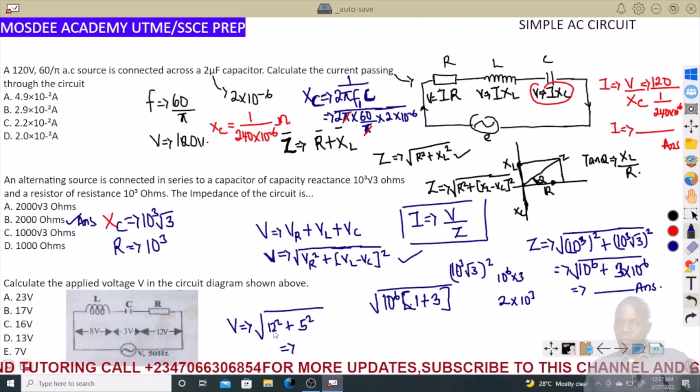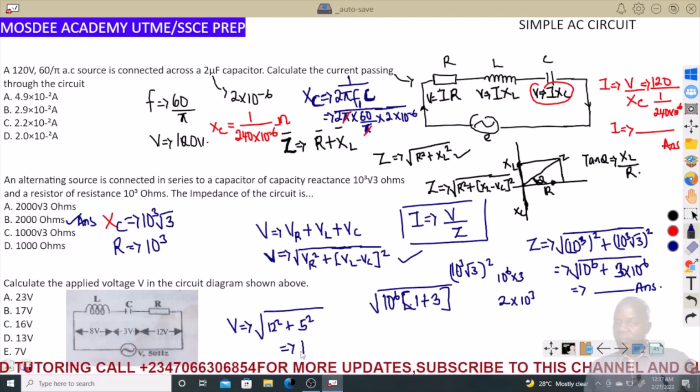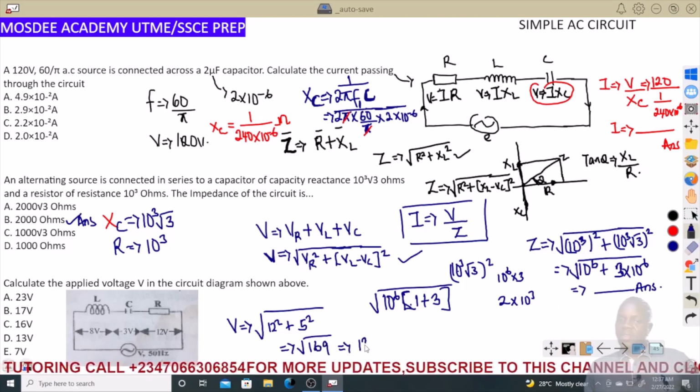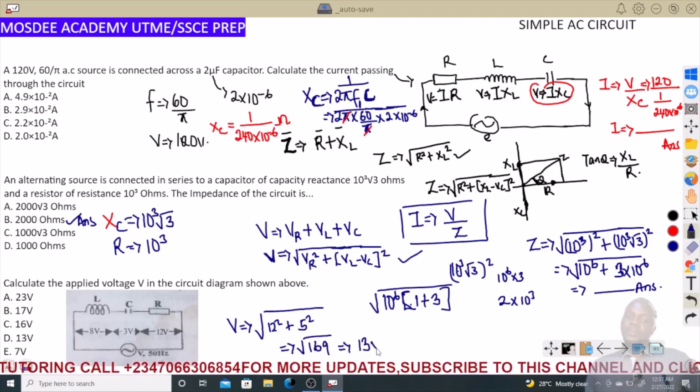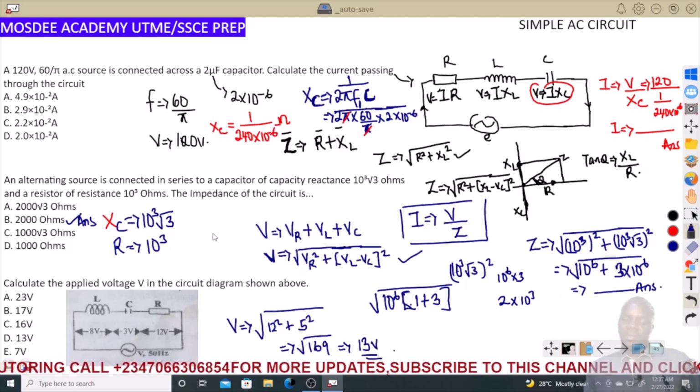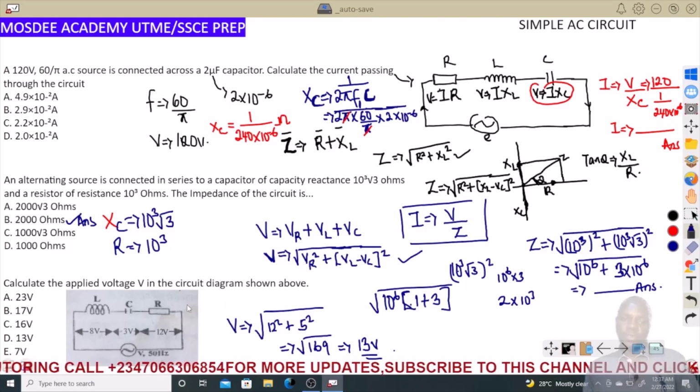So directly it is 144 plus 25, that is 169. Square root of 169 directly is 13. So 13 volts will be the answer to that question. So guys, we don't need to waste our time. We just need to move forward with what we have.